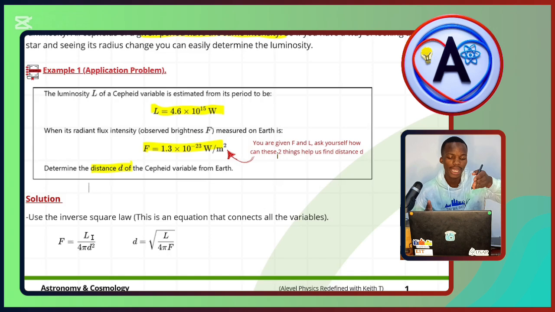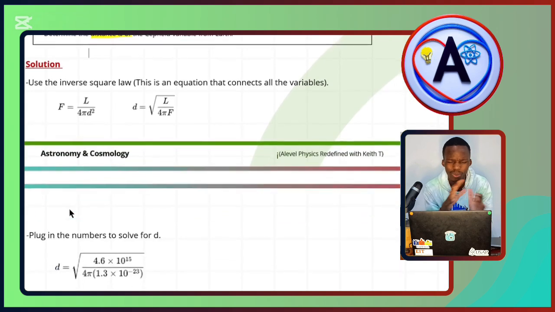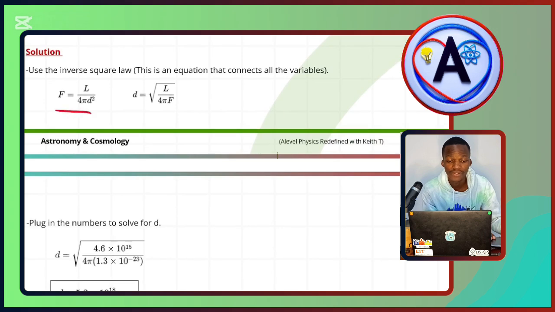Say you have star A, and you're on Earth. You want to figure out how far it is from star A to the Earth. If you know the radiant flux intensity, you can measure that on Earth, as there's a device that can measure that. And if you know the luminosity because you can observe the period, you can calculate, without a ruler or a tape measure, the distance from the Earth to that star. In this example, we're asked to find the distance. So we use the inverse square law, because we know that F is equal to L over 4 pi D squared. So D will be equal to the square root of L over 4 pi F.